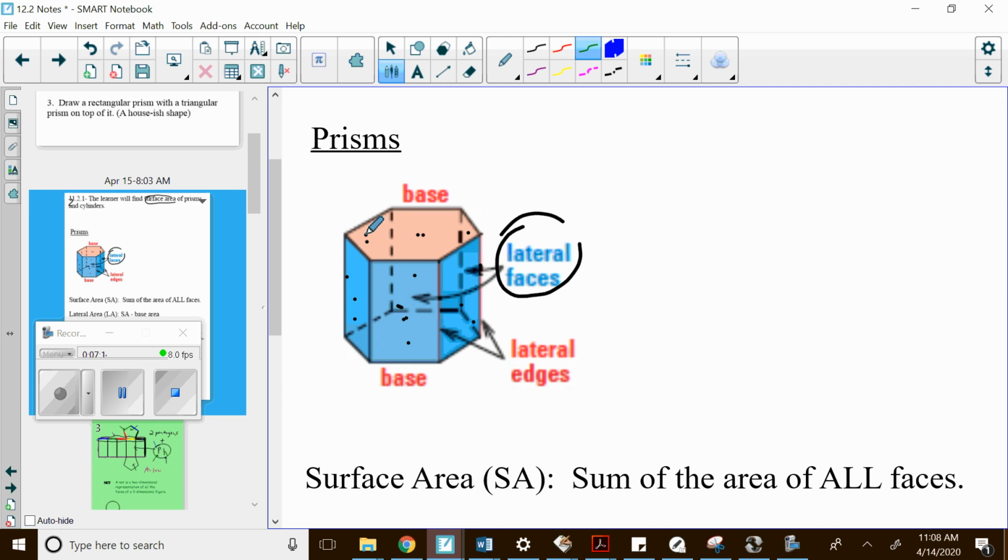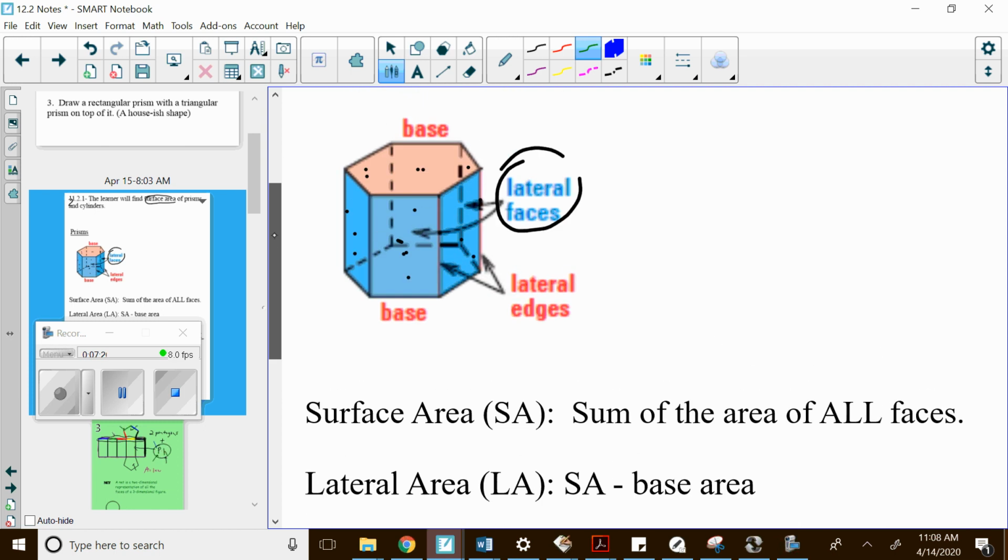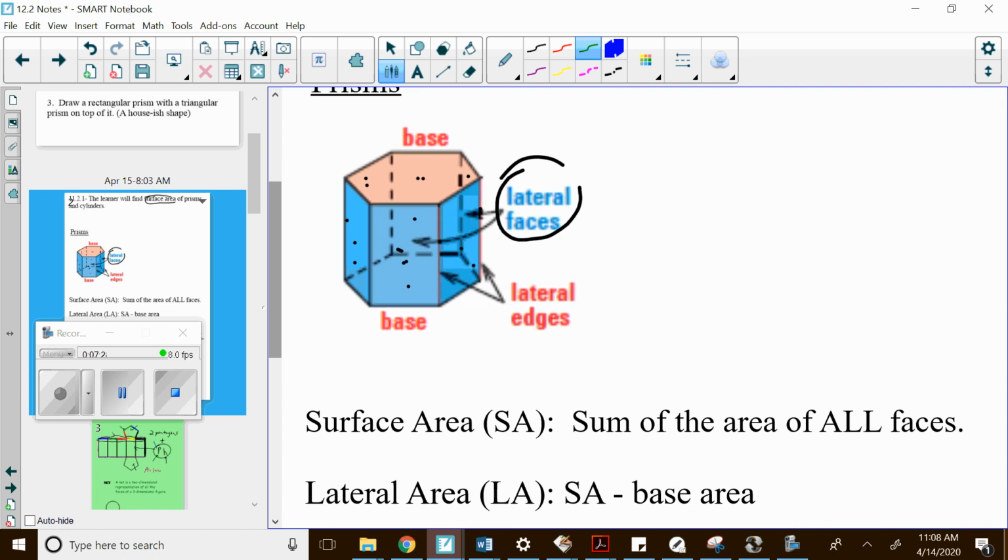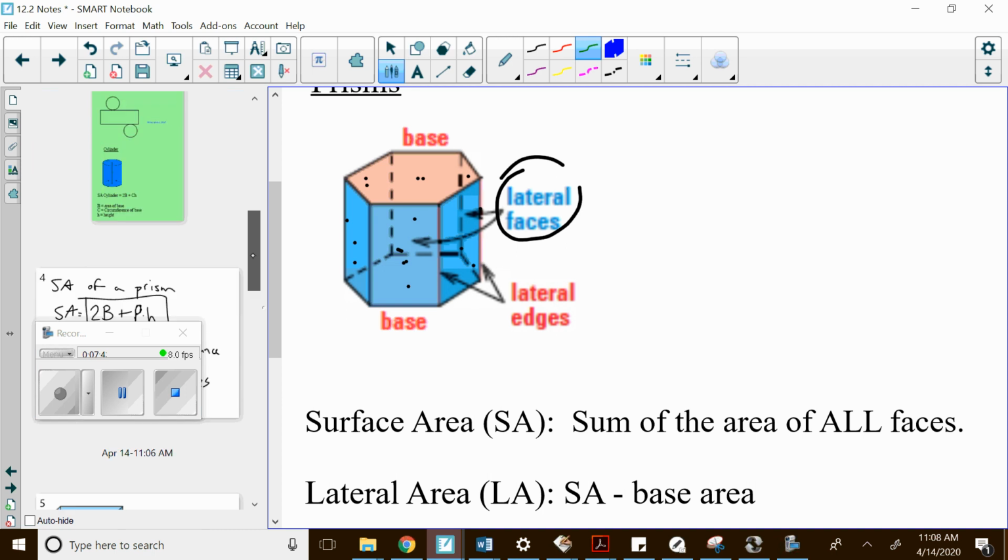And if you're ever painting a house or painting a room, you would obviously only want to paint the walls. You wouldn't want to paint the roof or the floor, and thus lateral area might be something you'd want to calculate. So if your worksheet ever wants you to calculate lateral area, do not include the bases. It's the surface area minus the bases. Okay, so anyway, now let's get into calculating some surface area here.